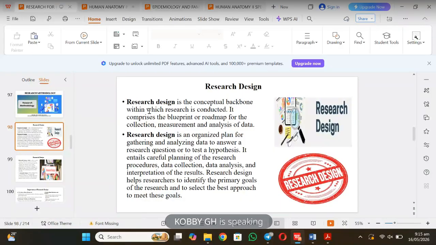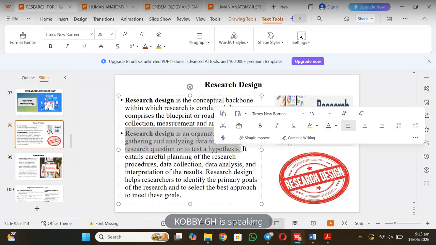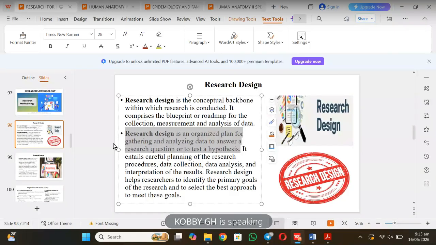So you see, the first definition is a conceptual backbone within which research is conducted. That is also a nice definition. Look at the next one. It comprises the blueprint or roadmap for collecting data, measurement, and analysis of data. Now look at another definition. It's an organized plan for gathering and analyzing data to answer research questions. I consider this definition very simple. An organized plan, more like all the procedures, all the methods, all the strategies that you are going to use to get answers to your research questions.